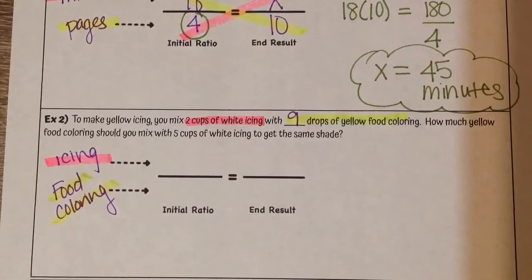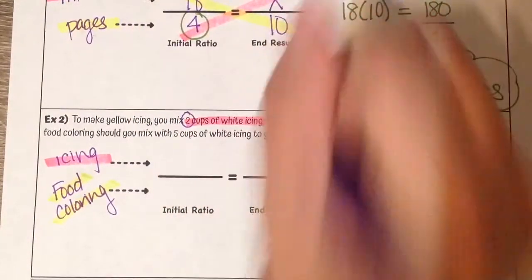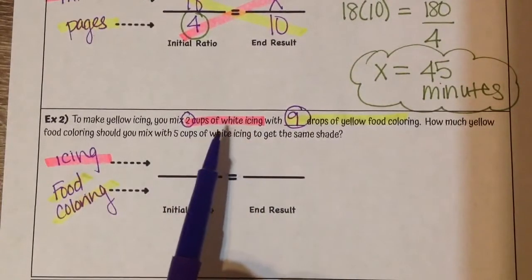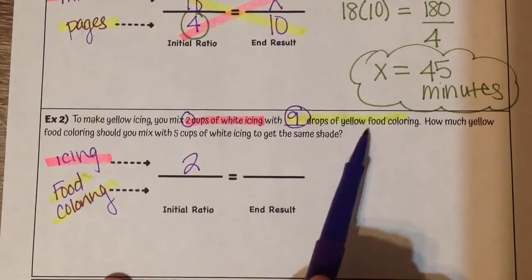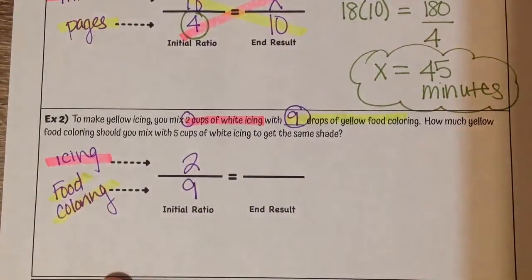Now I'm going to fill it in. The 2 and the 9 are the 2 initial numbers given to us. And the 2 is referring to the icing. Icing is on top, so I'm going to put 2 on top. The 9 is referring to food coloring. Food coloring's on the bottom, so I'm going to put the 9 on the bottom.